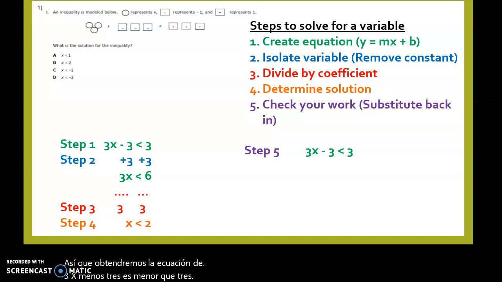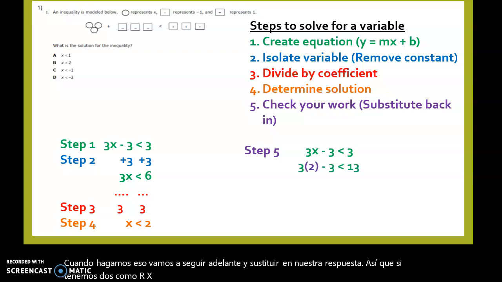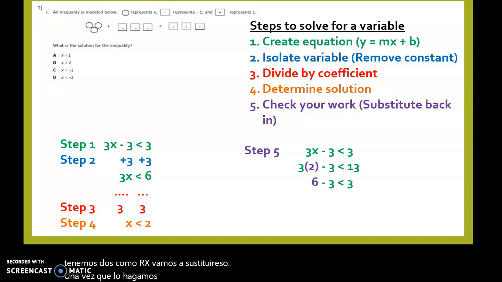When we do that, we're going to go ahead and substitute in our answer. So if we got 2 as our x, we're going to substitute that in. Once we do that, we're going to go ahead and solve. So we're going to have 3 times 2 is 6. 6 minus 3 is less than 3.